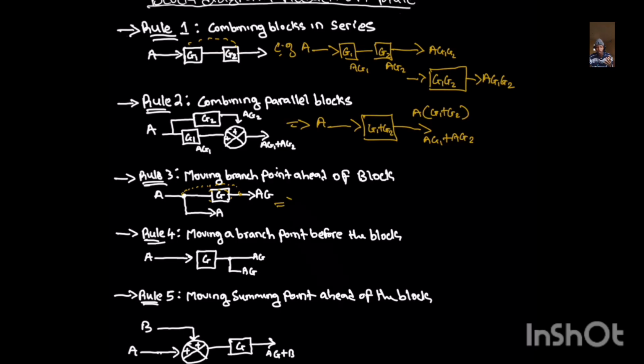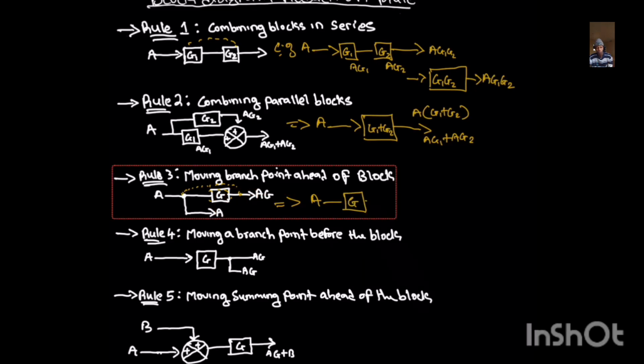Let me show you an example of adding the inverse of the actual gain. We have A. This is the gain, the actual gain. We are moving this point ahead of the block, so we put this point over here, ahead of the block. What we are having now is 1 over G. That is the inverse of the actual gain.